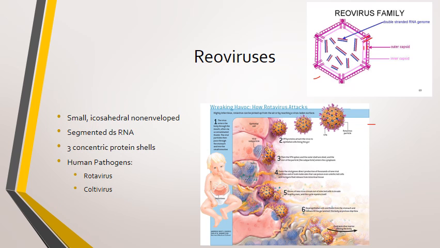The reoviruses. The reoviruses are small icosahedral non-enveloped viruses. They contain segmented double-stranded RNA as their genome, which you can see here in the cartoon. And they have 3 concentric protein shells, which you can kind of see here: you have an inner capsid, you have an outer capsid, and then you have this, which serves as the brace for the outer shell. There are human pathogens within this group, and they include rotavirus and coltivirus.